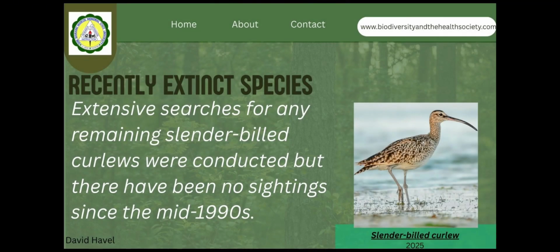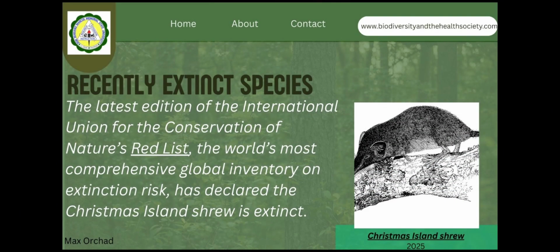Next is the slender-billed curlew, which is extinct in 2025. Extensive searches for any remaining slender-billed curlews were conducted, but there have been no sightings since the mid-1990s. Extinction was declared as highly probable in 2024 and made official by the IUCN in October 2025.